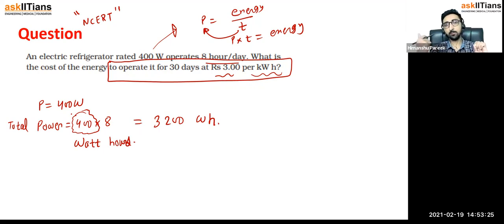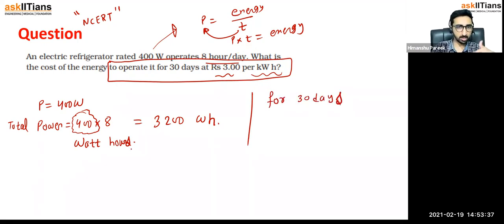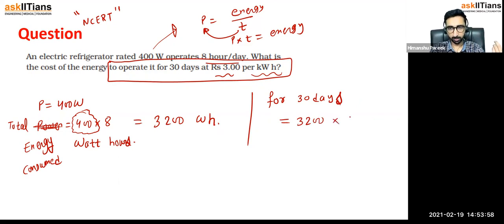Okay. Now, that is 8 hours per day, if you use it for 30 days, now what would be the answer? For 30 days, this is the energy being consumed. I should say here total energy, not power. Total energy consumed by the refrigerator. So this is the energy consumed in 1 day. So for 30 days, guys, 3200 multiplied by 30 watt hours. So this is the amount of total energy consumed for 30 days, for 1 month exactly.